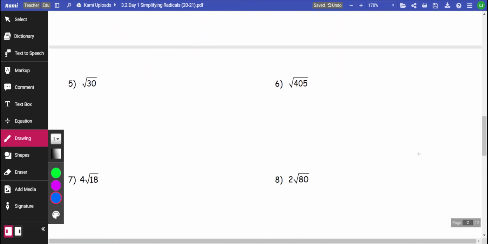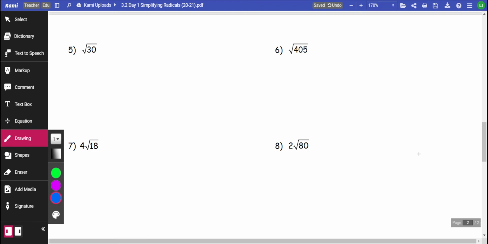Number 5, we have the square root of 30. So my factors of 30, let's see, we have 1 and 30, not really a perfect square, even though 1's a perfect square, but we can't do anything with it. 2 and 15, neither is a perfect square. 3 and 10, neither is a perfect square. 5 and 6, neither is a perfect square. So for number 5, this does not simplify.